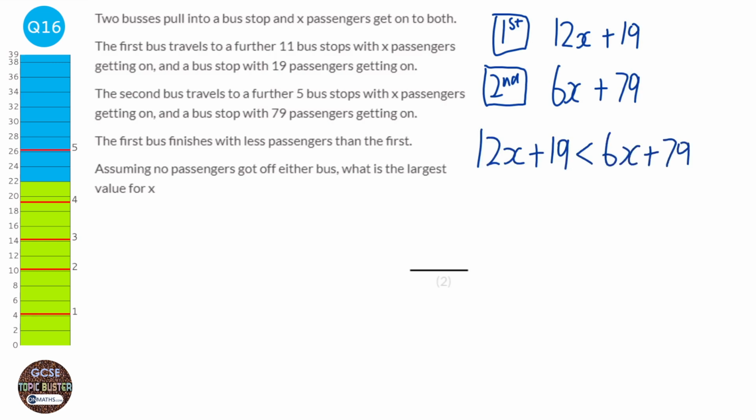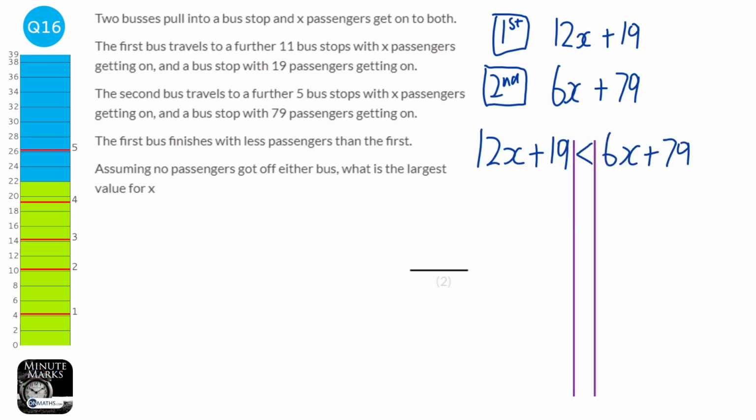Now all we need to do is solve that inequality. And we've got x on both sides, so we look at the x's. We've got 12x and 6x, so we always take away the smaller amount. So we're going to take away the 6x both sides. And next thing we're going to do is take away the 19 from both sides.